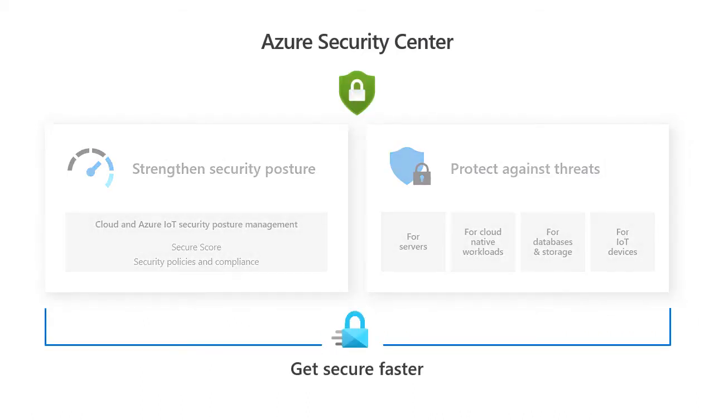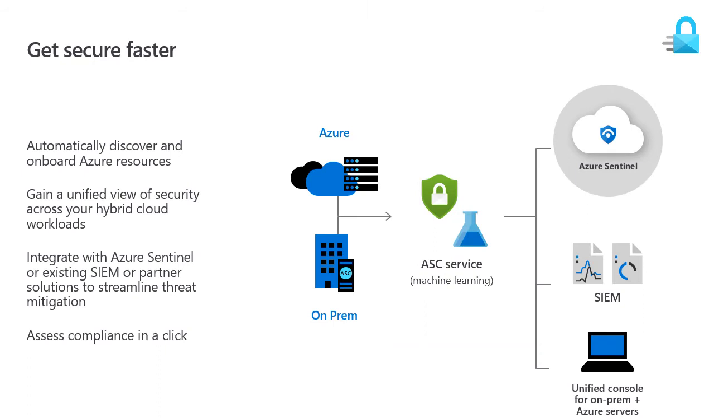The third aspect of Azure Security Center is that it gets you to secure faster. And the reason for that is that everything in Azure Security Center is almost automatic. It automatically discovers and onboards Azure resources. It gives you a unified view of your security across your hybrid cloud workloads. So think of it as a single pane of glass that gives you your security standpoint across all of your different components, whether it's on Azure, on-premise, or on other clouds.